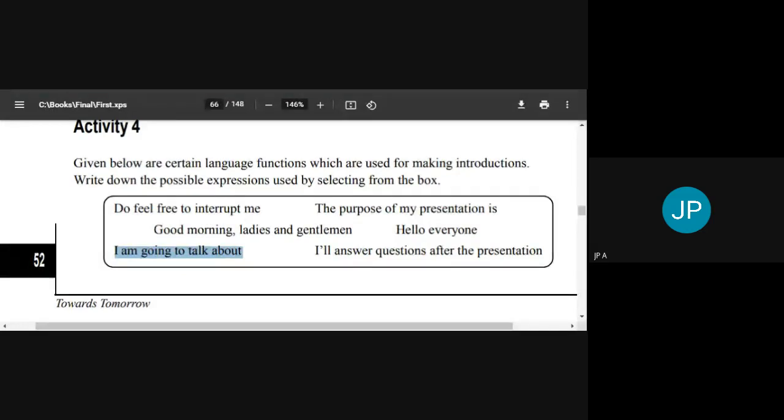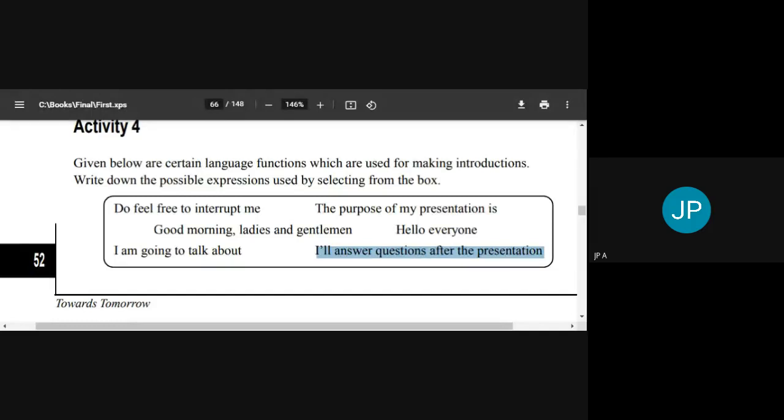And the third major aspect in an introduction is to talk about the questions. So if you want people to ask you questions in between the presentation, you can use this phrase, that is, do feel free to interrupt me. Or if you don't want them to ask you questions in between, you can tell them that I will answer questions after the presentation. So you have to make the choice whether you want to take questions in the beginning, or in between, or at the end. That is a choice, but make it very clear in the introduction.